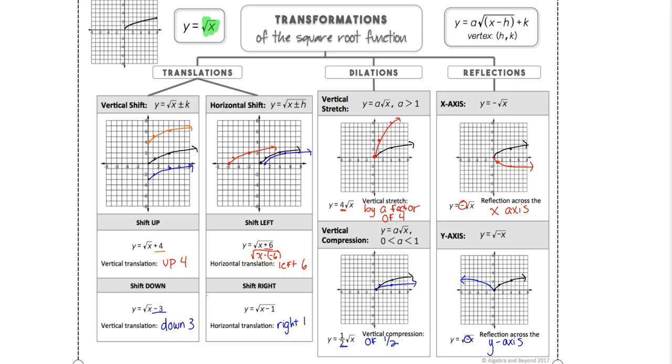So those are the transformations of square root functions. We've got translations left and right. We've got shifts up and down. And then we've got stretches and compressions and reflections. So we can put all those together into various functions to move that square root curve around.